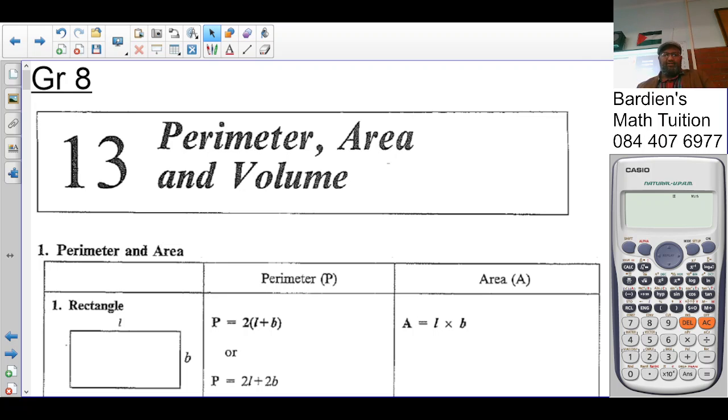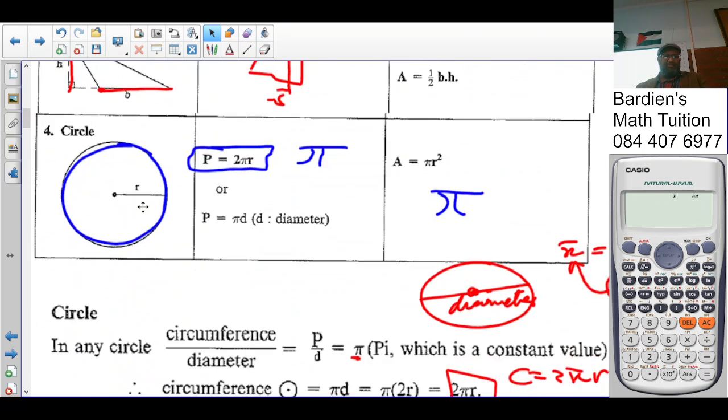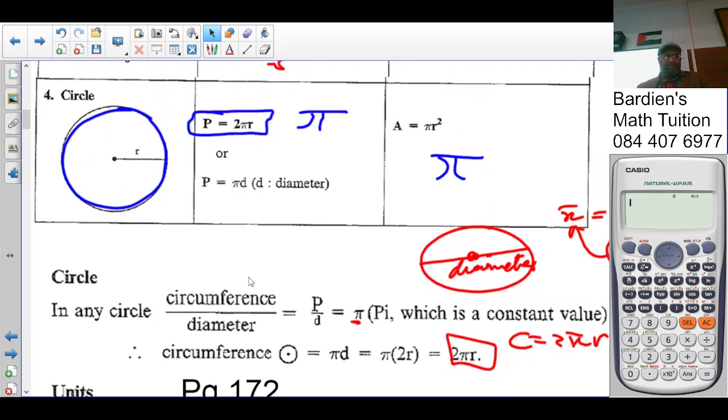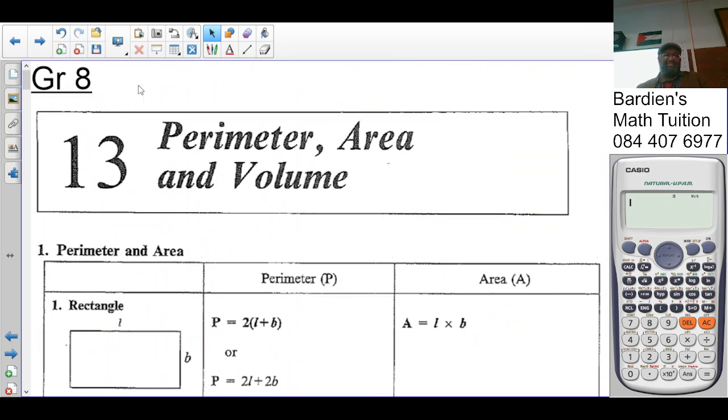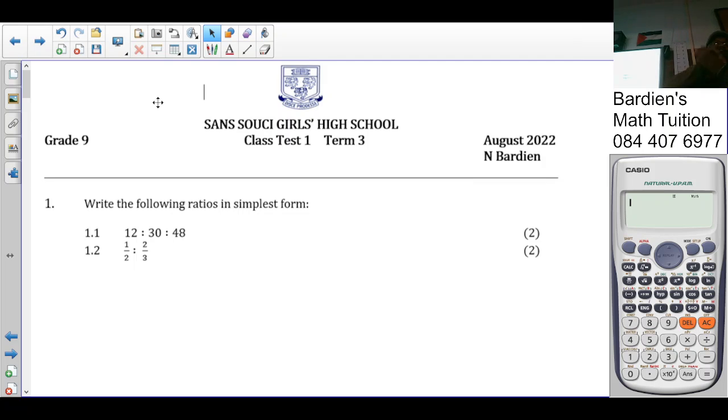Okay, good morning class. So at this point you guys got your test back that you wrote yesterday. We are busy still with the grade 8 perimeter and area. The reason why we moved it to the grade 9 section is because you are not allowed to use a calculator. Okay. So at this point you have written your class test 1 of term 3.